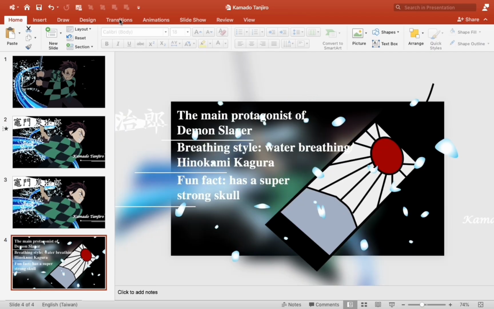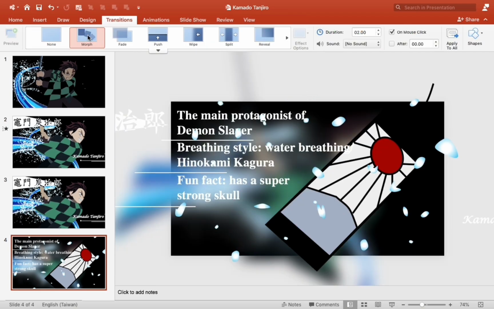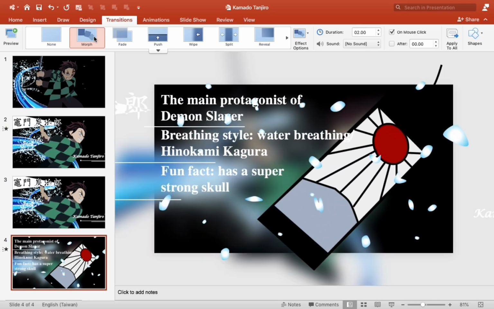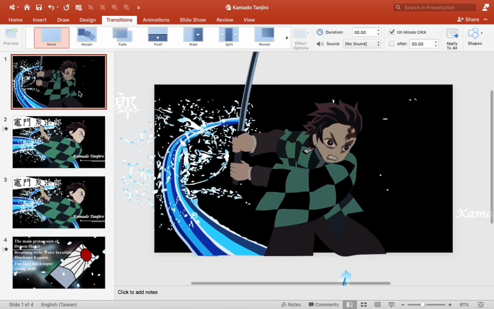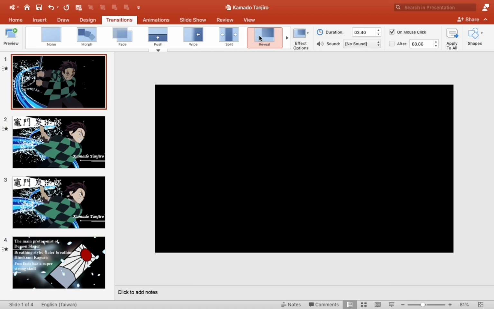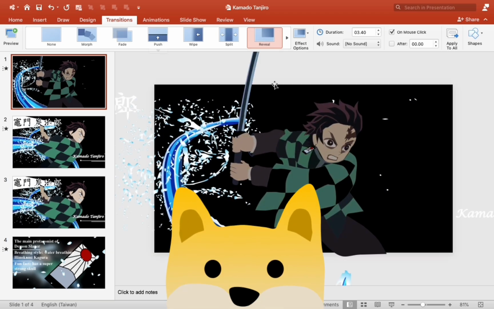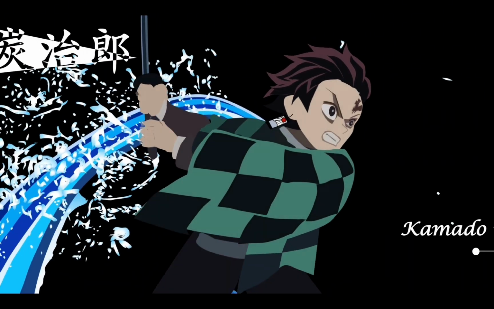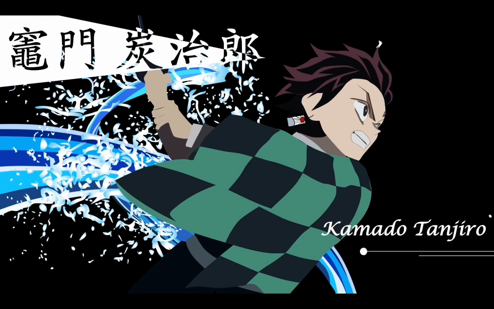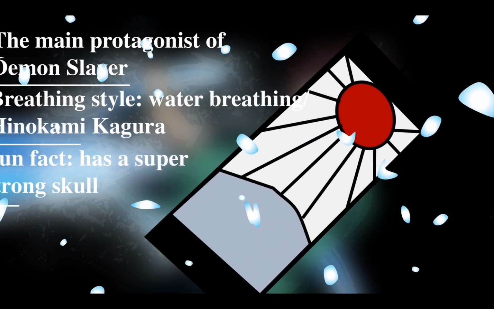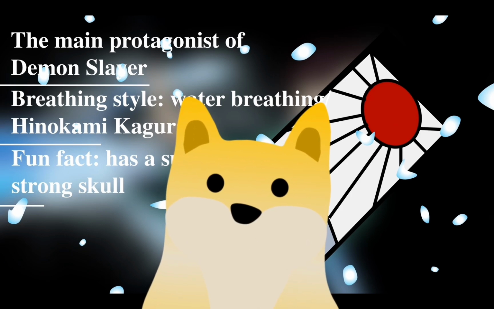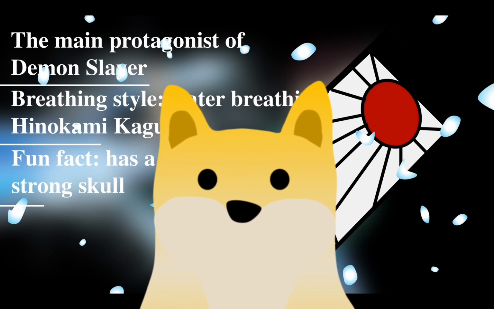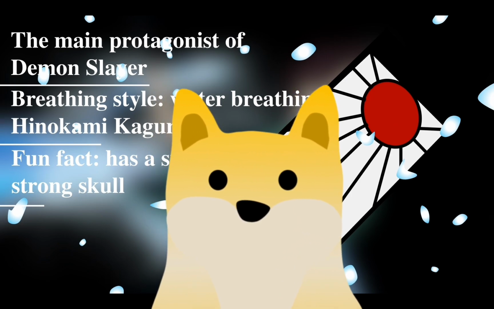Apply the Morph Transition to the fourth slide, and I think I'll also add a Reveal Transition to the first slide just for the overall dynamics of the presentation. And now, let's see the results. Yeah, and that is how you make a Tanjiro PowerPoint.